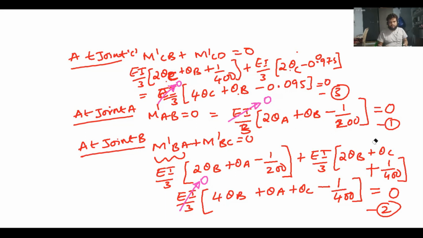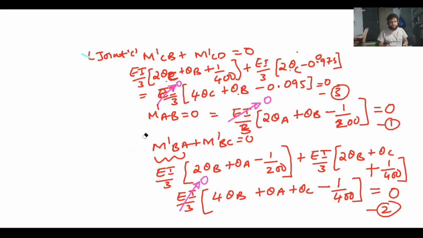So now we have to solve equation 1, equation 2 and equation 3. Let me write them in equation form so that it will be very easy to solve in your calculator. So what is equation number 1? If this term becomes 0, this will become 2 theta A plus theta B minus 2 by 100. If you take minus 2 by 100 to the other side, this will become 1 by 200, correct?